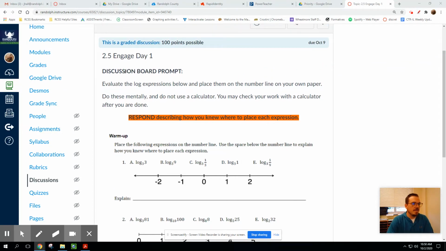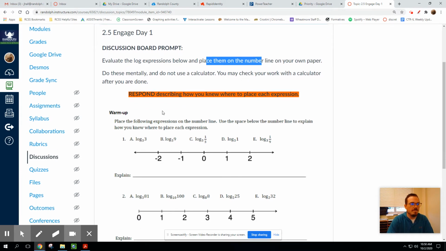All right, so for today, our discussion board prompt is to evaluate the log expression below and place them on the number line on your own paper or printed off paper, whatever you have. So you can print this page if you need to at home and be able to get that answer out. So do these mentally and do not use a calculator.